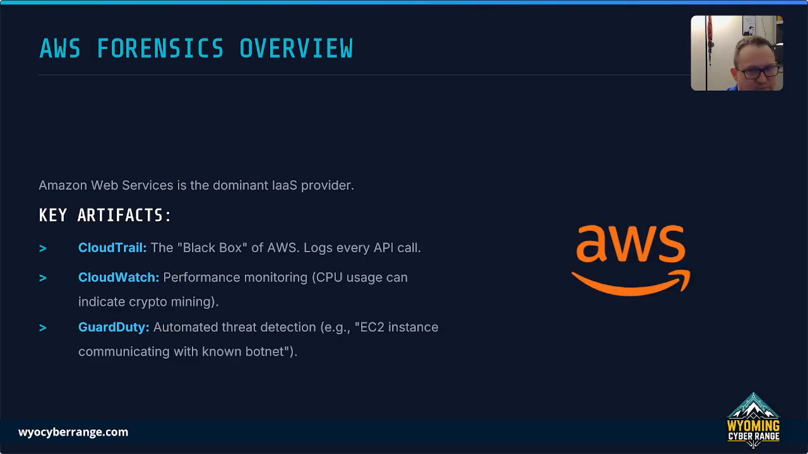Now let's look specifically at AWS a little closer, because they're currently the dominant IaaS provider for infrastructure. So your key artifacts here revolve around some of these native logging tools. The first one is going to be CloudTrail. This is the absolute black box of AWS. It logs every API call made to an account. The next one is going to be CloudWatch.